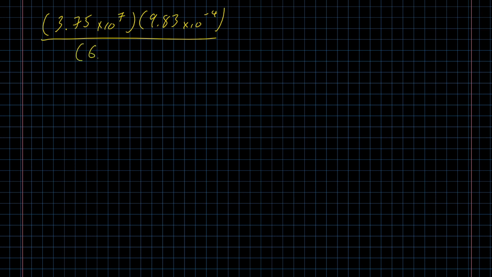Calculators, once again, are going to be our friend. If I have numbers in scientific notation and I'm trying to perform operations on them, I'm going to turn to my calculator for help. Let's just put a quick example in here. 3.75 times 10 to the 7th, 9.83 times 10 to the negative 4th, and let's put that all over 6.12 times 10 to the 27.